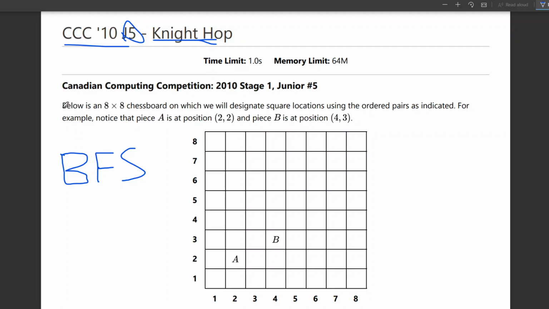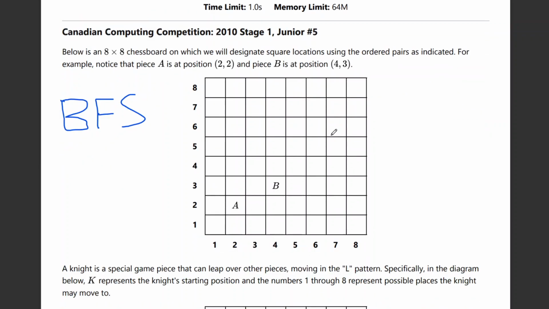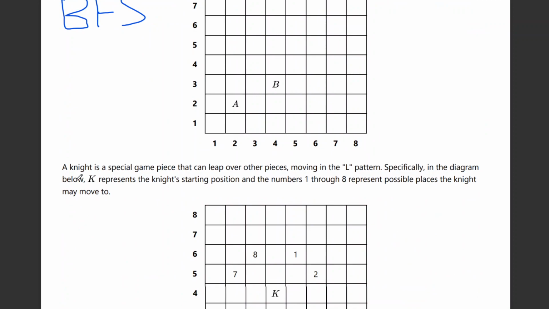Below is a chessboard on which we will designate square locations using ordered pairs as indicated. For example, notice that piece A is at position 2-2 and piece B is at position 4-3. A knight is a special game piece that can leap over other pieces, moving in an L pattern. So this is an L, this one is an L, this one is an L. We can see it.